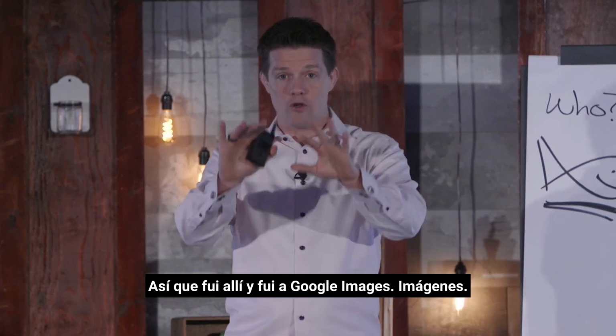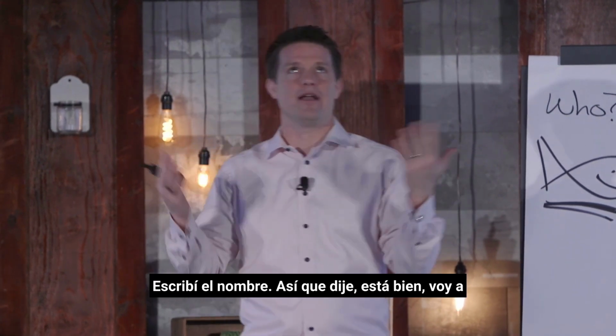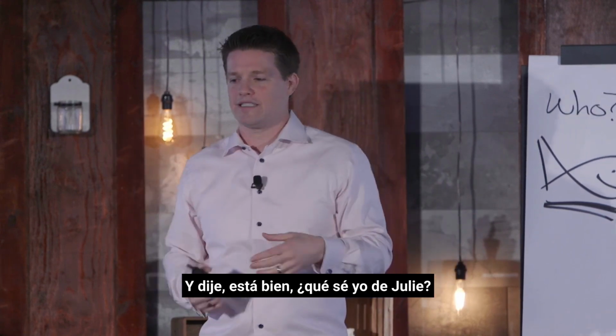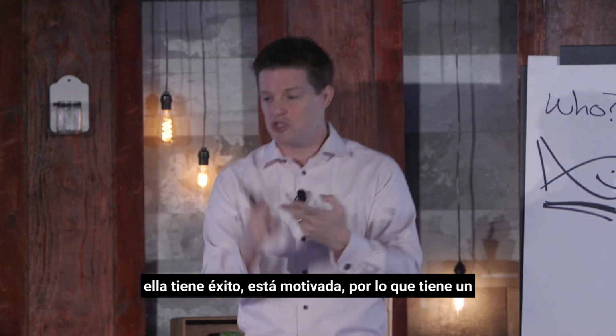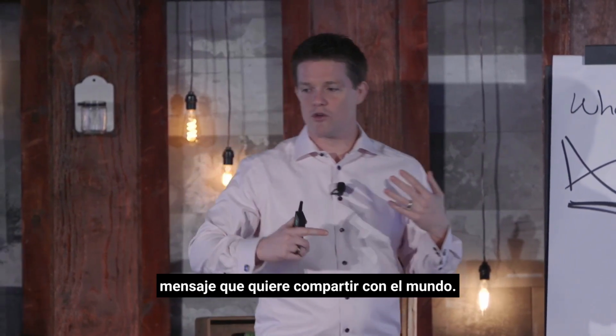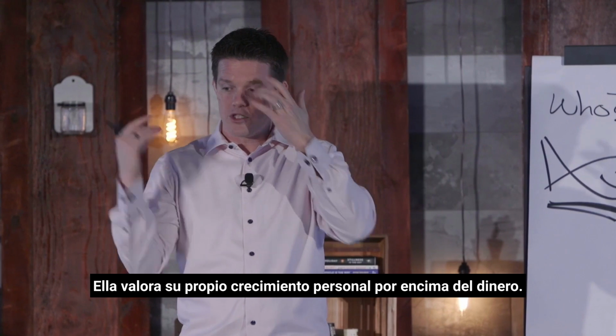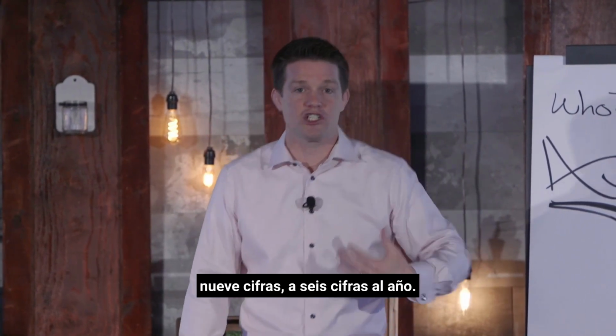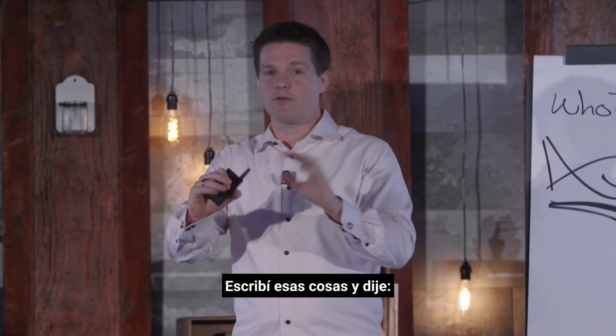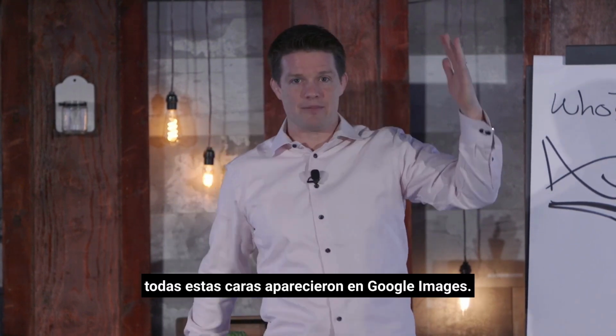So I went to Google Images and typed in the name. I said, okay, I'm going to name my avatar. I'm going to call her Julie. And I said, okay, now what do I know about Julie? Well, if she's my dream customer, she's successful, she's driven. She has a message she wants to share with the world. She values her own personal growth over money. She already has her business to 6 figures a year. She just wants to grow it to the next level. I typed those things in, and all of a sudden all these faces popped into Google Images.